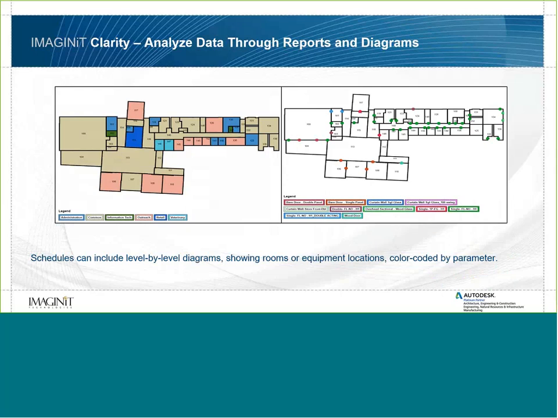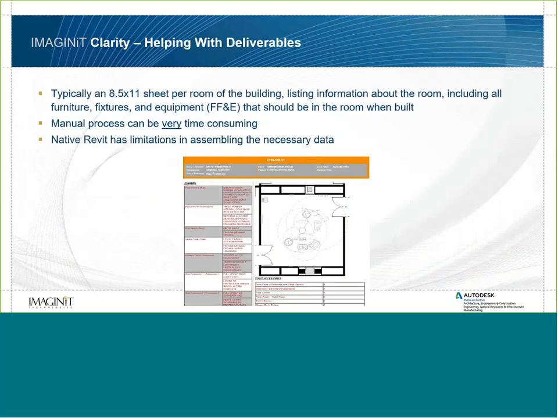Color code things accordingly, get into data sheets about objects so you can give a snapshot of a room. Here's all the things that ought to be in the room. Data sheets about areas, furniture, fixture, equipment, all sorts of different things that can come around.